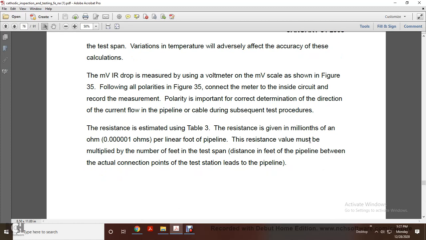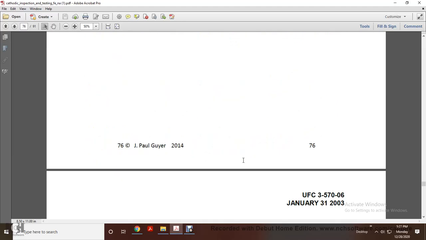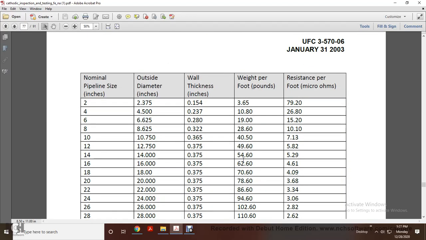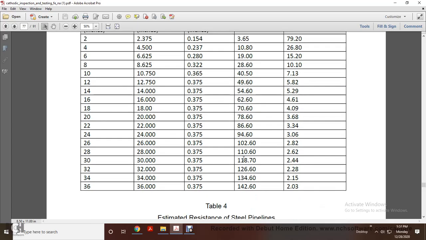Resistance is estimated using table 3, with the resistance given in millionths of an ohm per linear foot of pipeline. The resistance value must be multiplied by the number of feet in the test span. This is the distance in feet of pipeline between the actual connection points of the test span station leads to the pipeline. The table shows the nominal pipeline size, outside diameter, wall thickness, weight per foot, and resistance per foot.